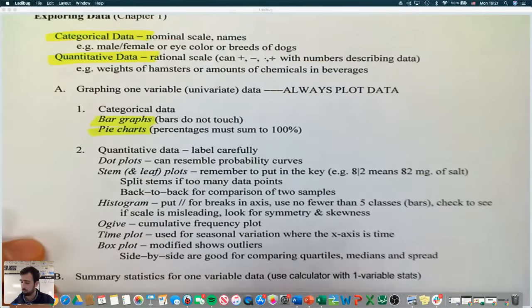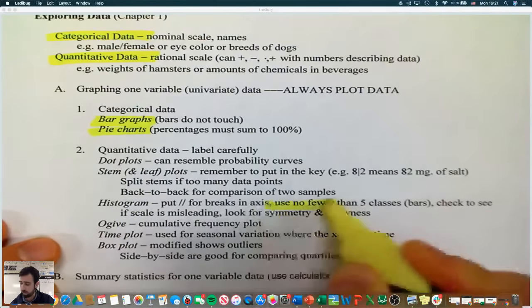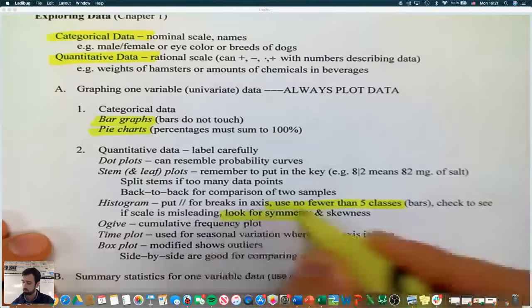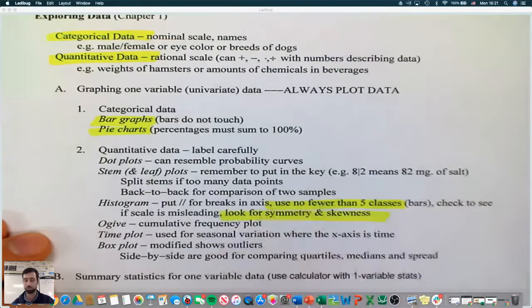All right, keeping in mind that when you do histograms, you don't want to have more than 5 bars. We're never really going to make histograms by hand. For the most part, we do it in our calculator, so that makes it a little bit easier for us. And we want to check for shape. That's why we like histograms.